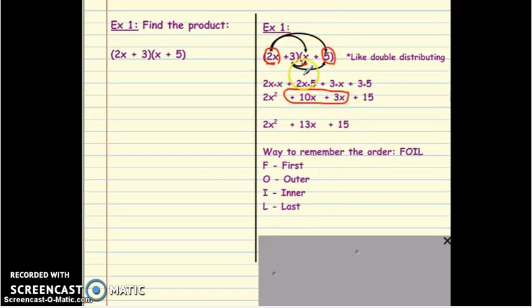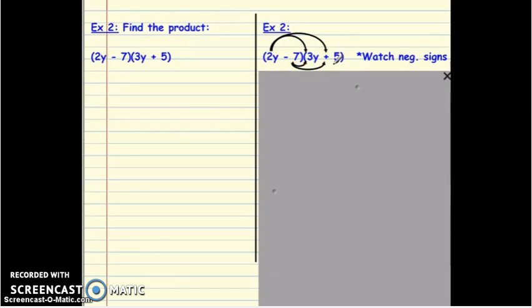Then the inners: we multiply the inside ones. Well, that's 3 and x, those are the inside ones. And then last, we multiply the last term in each set of parentheses. So that's our 3 and our 5. So you can think about it as FOIL, as a way to remember which ones to multiply, or you can think about it as double distributing each thing to everything in the parentheses. Pretty cool.